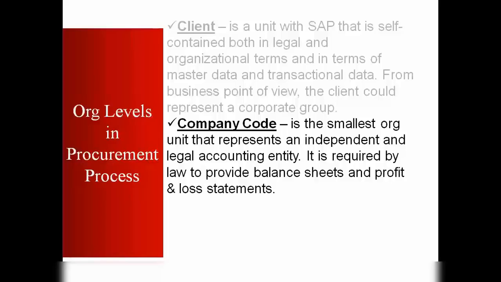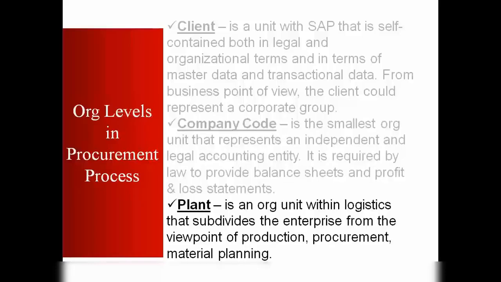Then the next level down is plant. What is plant? Plant is an org unit in logistics that subdivides the enterprise from the viewpoint of production, procurement, and material planning. From MM point of view, plant is the logistics part of SAP where all the stock or inventory is kept.